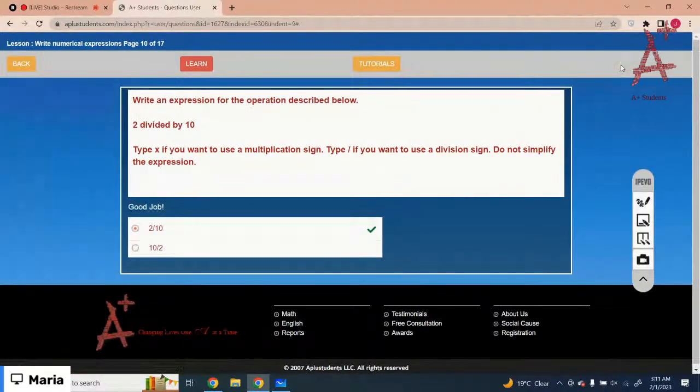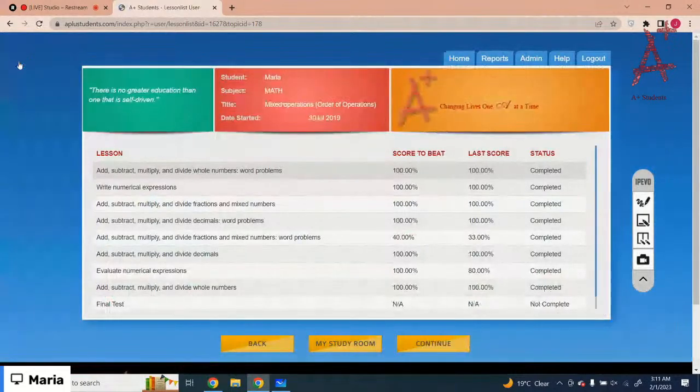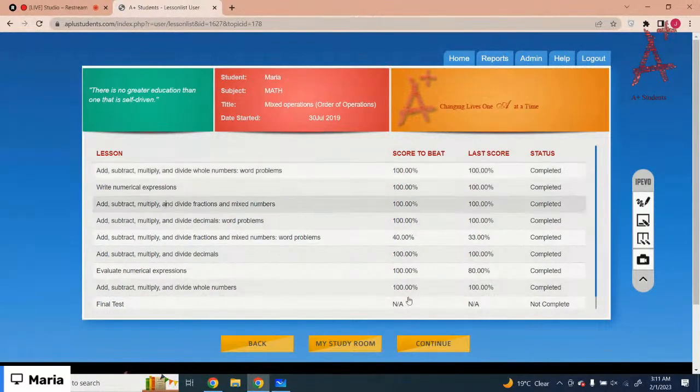Okay, you can complete the test by yourself later today. Let me just go back and start with a new lesson. The next lesson is add, subtract, multiply, and divide fractions and mixed numbers. Let's start with the next lesson, that is add, subtract, multiply, and divide fractions and mixed numbers.